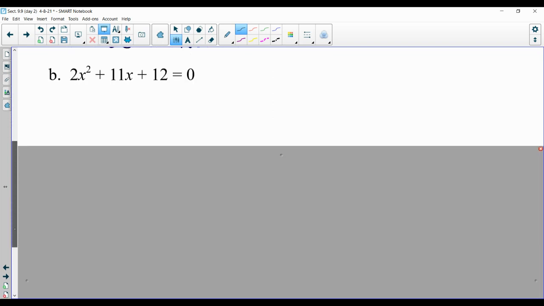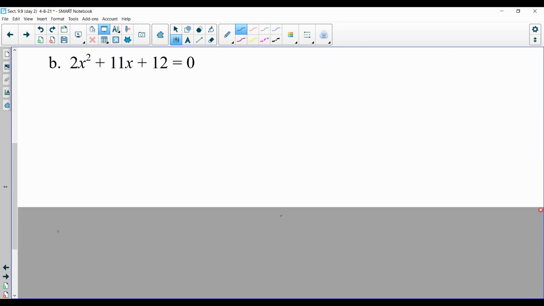Is this your B? Do you have the same equation? Yeah? All right, good. 2x squared plus 11x plus 12. All right, go ahead and figure out what b squared minus 4ac is.